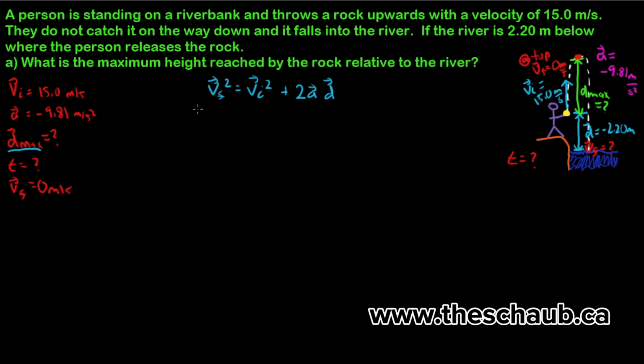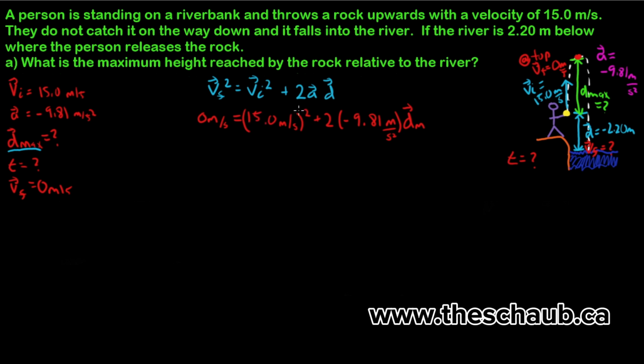So our VF, as discussed, is 0 meters per second at the very top. This is equal to our VI, which is equal to 15.0 meters per second, and this whole term is squared, plus 2 times multiplied by our gravity, which is negative 9.81 meters per second squared, multiplied by our D, which is our D max, which is what we're looking for. So multiplied by D. We'll call it M for D max.